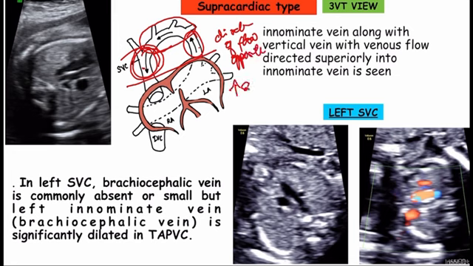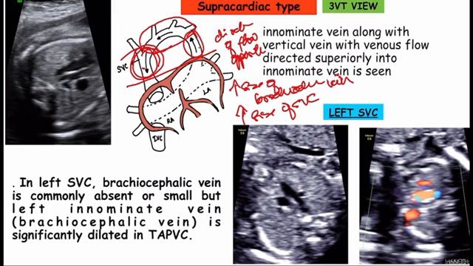increased size of brachiocephalic vein and increased size of SVC. Okay, all these 3 points we know already.